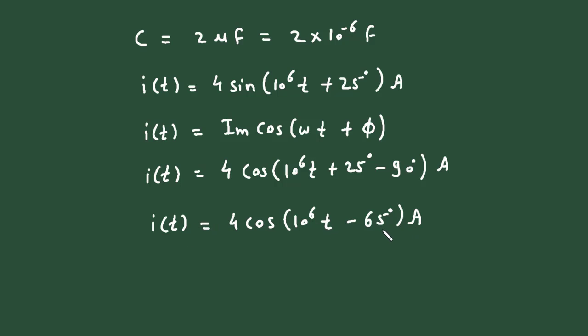Now this is in time domain format. We can convert this into its equivalent phasor domain format. So I = 4 at an angle of -65 degrees ampere. Also here we can see the value of omega is 10^6 radian per second.